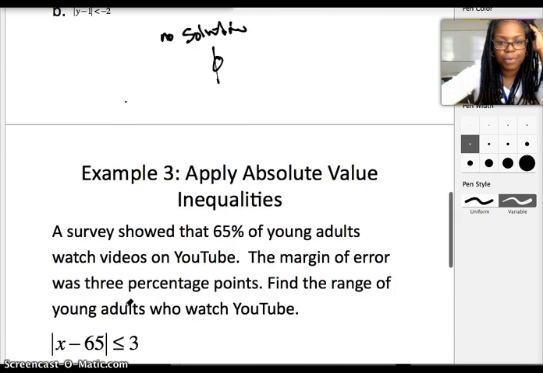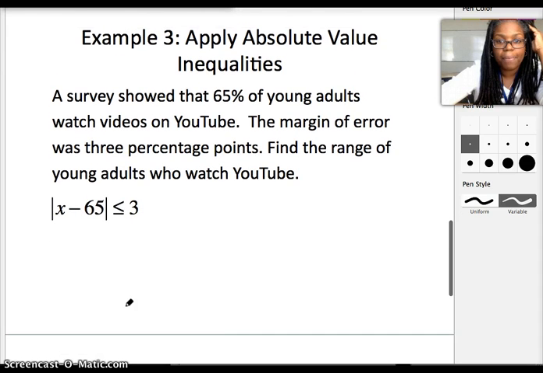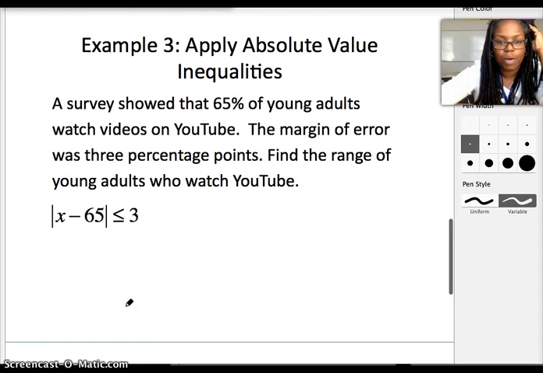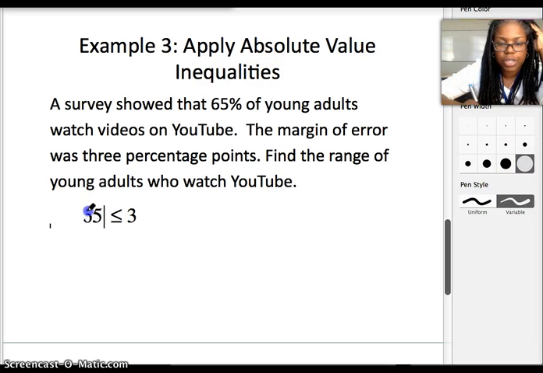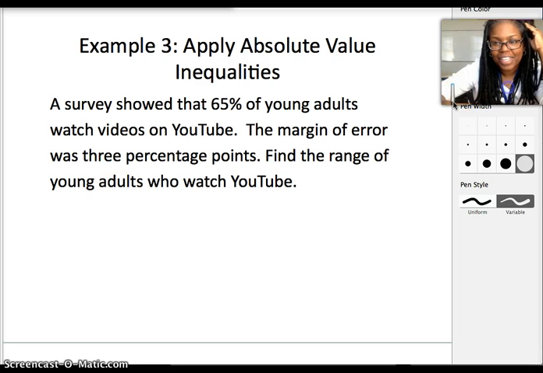Here in example 3, we're going to apply the absolute value inequalities. I kind of didn't want you guys to see this, so I'm going to pretend like this is not here. All right, it's gone. So here's what we're going to do. We're going to just read and see if we can set up the situation to figure out how to answer it. A survey showed that 65% of young adults watch videos on YouTube. The margin of error was 3 percentage points. Find the range of young adults who watch YouTube.